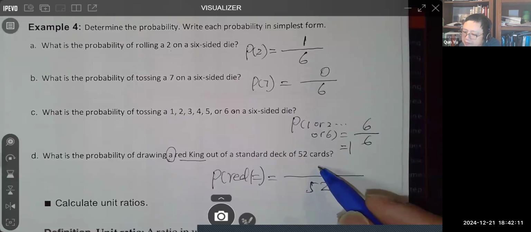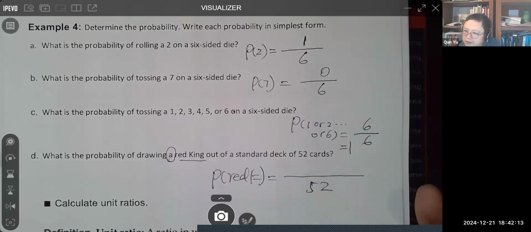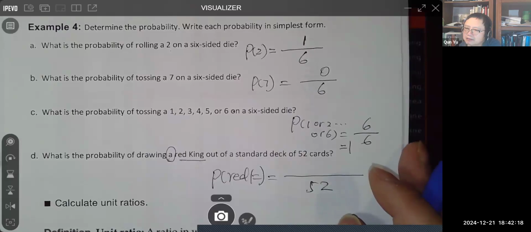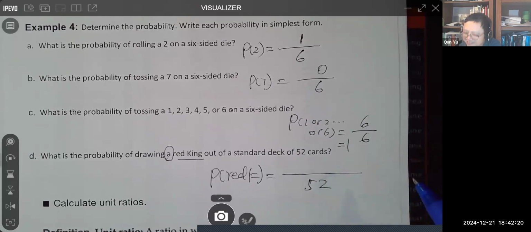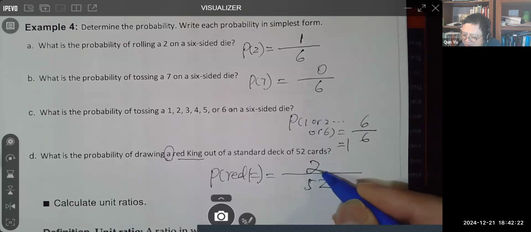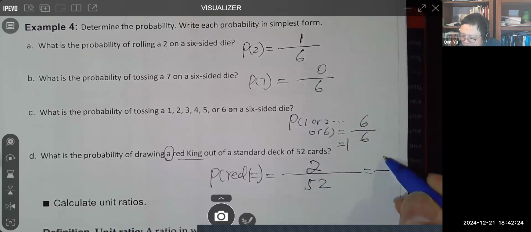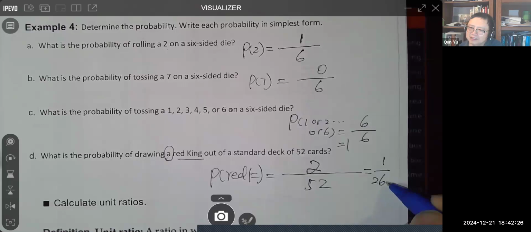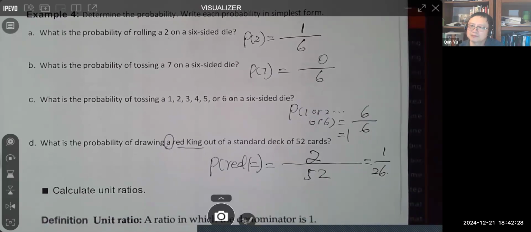But at the same time, the number on top should be the desired one. We want to have a red king. How many red kings are in a deck of cards? 2 of them, right? 2 of them. So simplify it, simplest form, that's 1/26. That's your chance. 2 red kings.